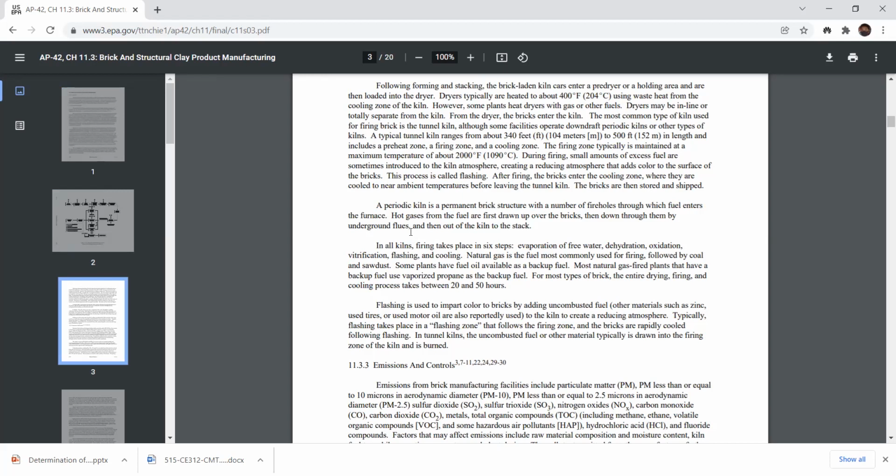The most common type of kiln used for firing brick is the tunnel kiln, although some facilities operate down draft, periodic kilns, or other types of kilns.